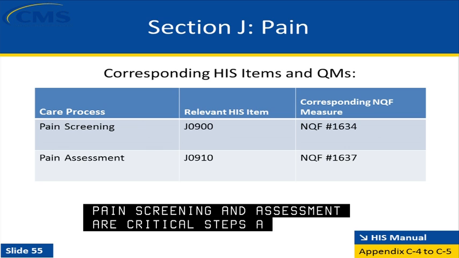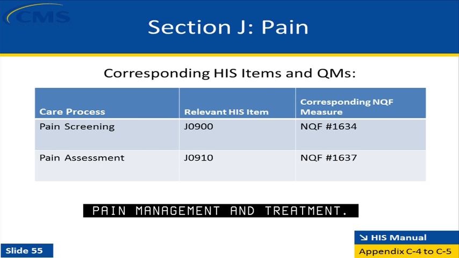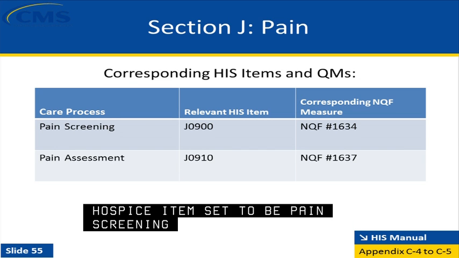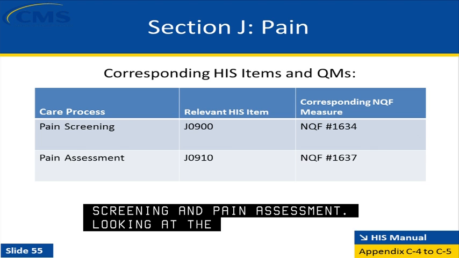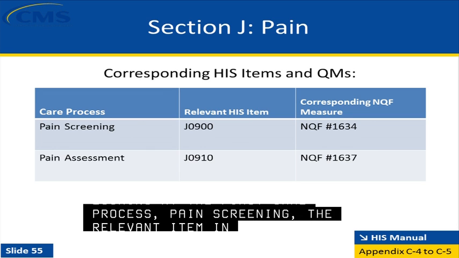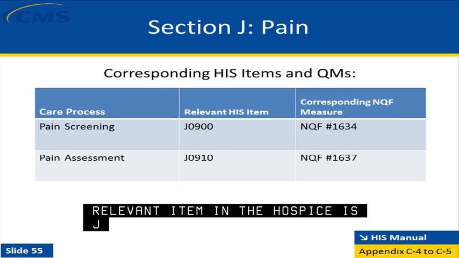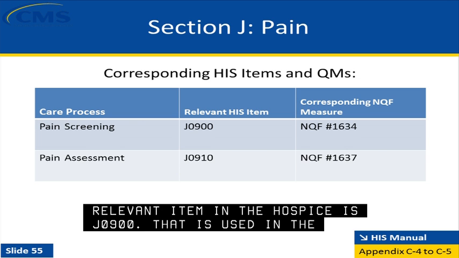So the two care processes that are covered in the pain section in the hospice item set are going to be pain screening and pain assessment. Looking at this first care process, which is pain screening, the relevant item in the hospice item set is J0900. And J0900 is used in the calculation of the corresponding quality measure, which is NQF number 1634, the pain screening measure.